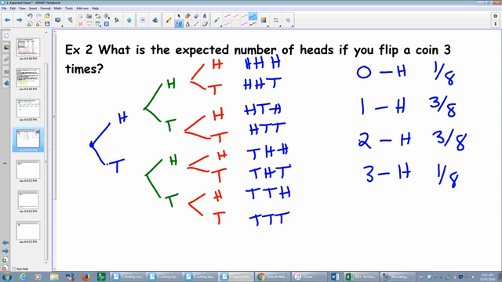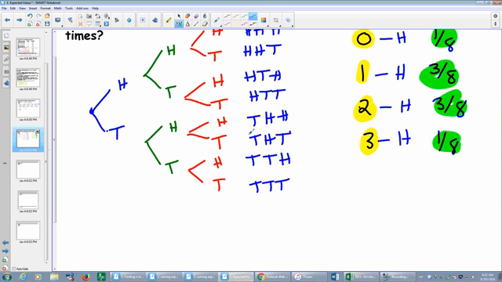So I now have the outcomes. I'm talking about flipping a coin 3 times. My outcomes here are 0, 1, 2, 3 heads. The probability is 1/8, 3/8, 3/8, 1/8. So to find the expected value when you flip a coin 3 times, the expected value of heads is equal to, Johnny, what would I write for the first one? What is the first possible outcome that I can have?